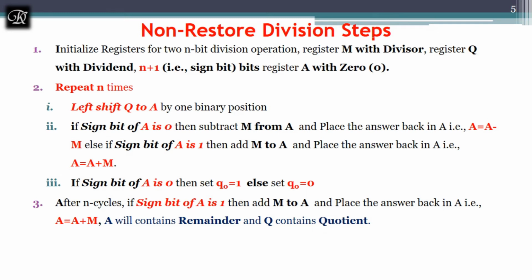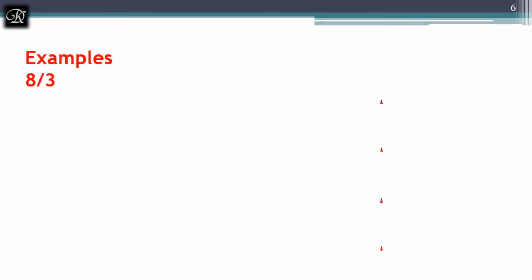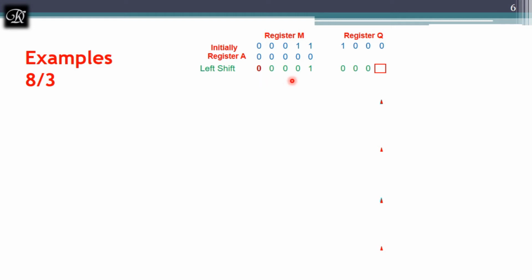Let's see the example. As in the previous discussion, we will perform the same operation, 8 by 3. When performing 8 by 3, the initialization is: M is initialized with 3, A is initialized with 0, and register Q is initialized with 8. And we are extending a sign bit; we have an additional sign bit in M and A. Then perform the left shift.